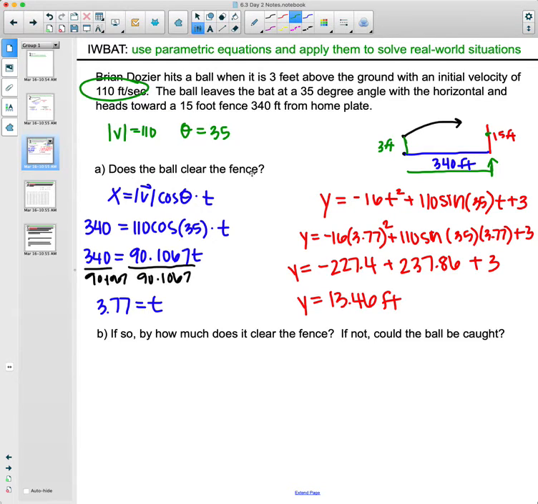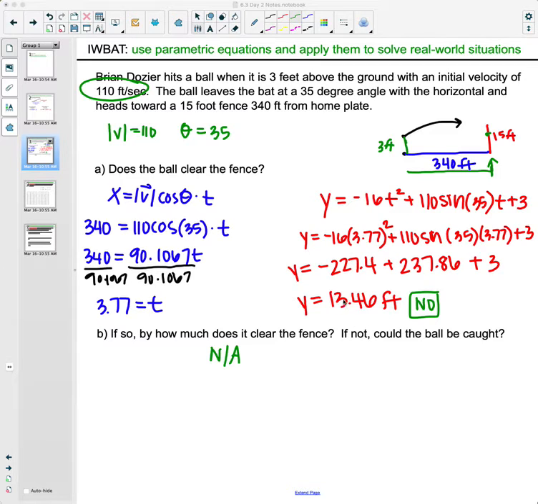Okay, so did the ball clear the fence? No. It was lower than 15 feet. If it was higher than 15 feet coming in here, then it would clear the fence. Okay, if so, by how much? It didn't. So this is not applicable. If not, could the ball be caught?